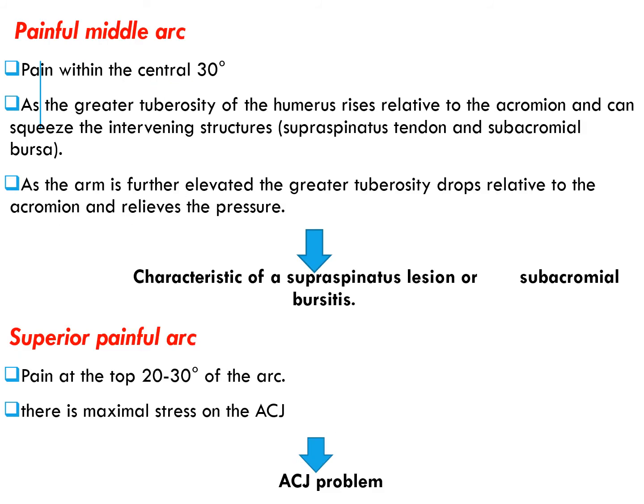If the middle arc is painful, the pain within the central 30 degrees, as the greater tuberosity of the humerus rises relative to the acromion, it can squeeze the intervening structures like the supraspinatus tendon and the bursa. As the arm is further elevated, the greater tuberosity drops relative to the acromion and relieves the pressure. This test is very characteristic for the supraspinatus lesion or bursitis, subacromial bursitis.